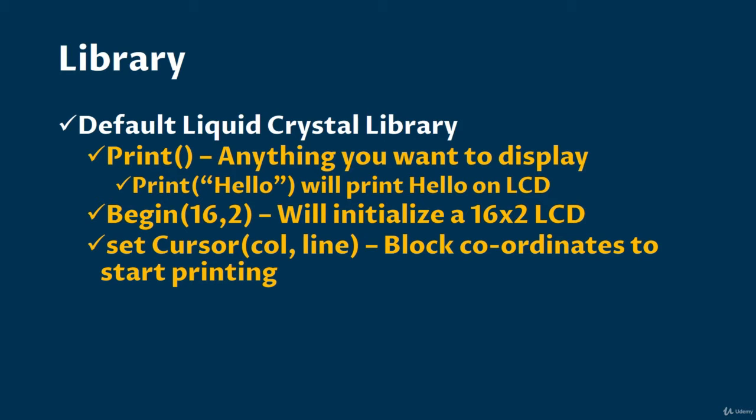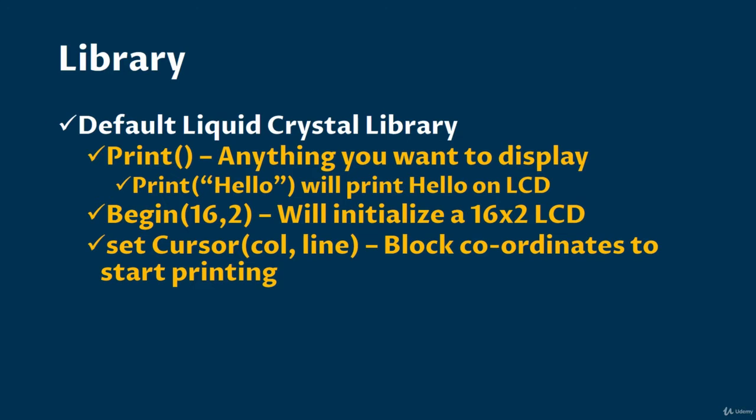The library has the following functions. For printing on the LCD, we need this print function. Any string written inside inverted commas inside that print function will get printed. For initializing the LCD, you need to tell the controller the LCD type using this begin function. For example, for 16 cross 2, we write begin within brackets 16 comma 2. For 20 cross 4, we should write begin within brackets 20 comma 4. It sets the blocks and lines.